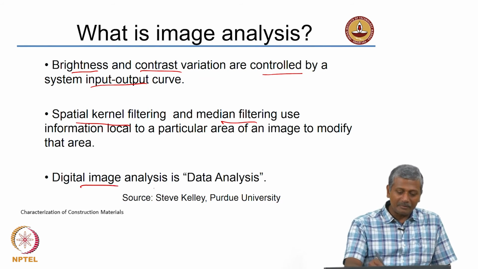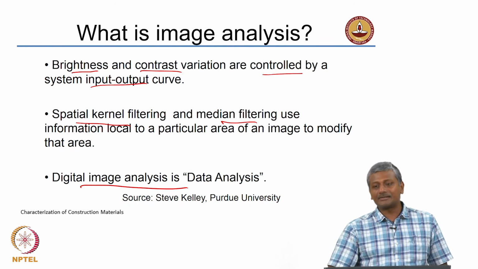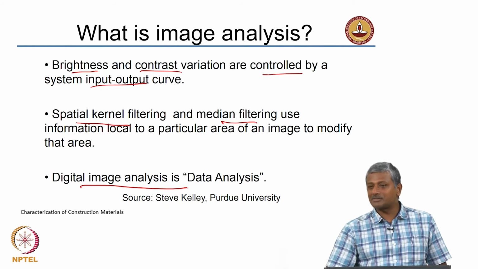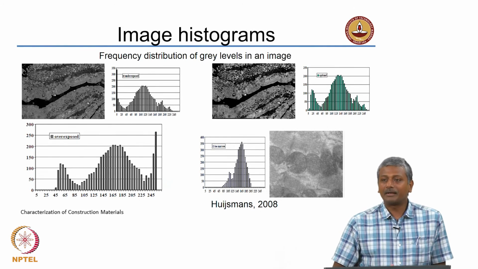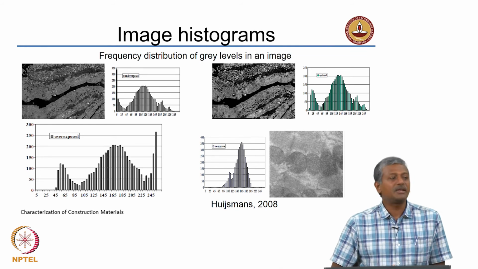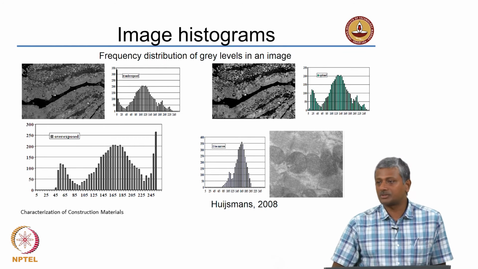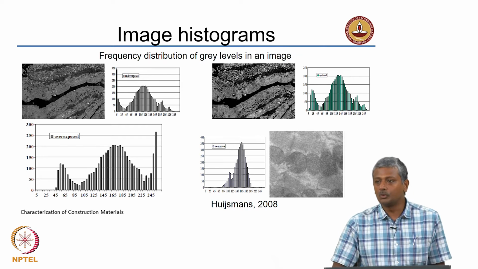So, digital image analysis is akin to data analysis. We are basically doing data analysis, because everybody likes that term these days. Each gray level image can be broken down into the frequency distribution of the number of times a particular gray level value appears in that image, and that is nothing but a histogram. You have drawn histograms before in school, in college.